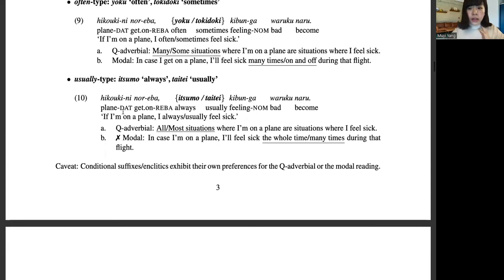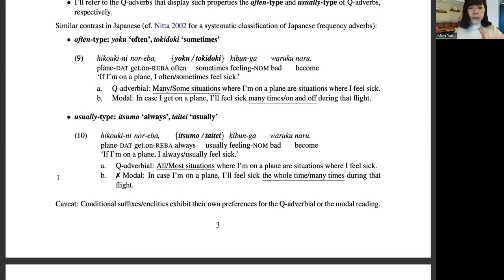One caveat here is that Japanese conditional suffixes or enclitics, these things on the verbs, also seem to exhibit their own preferences for the Q adverbial or the modal reading. Some speakers prefer one suffix over another in order to get the Q adverbial reading or the modal reading, and the judgments vary a lot across speakers. In all of the examples that I'm discussing today, I'm going to use reba because it seems most neutral in terms of which reading it prefers. But I would be happy to talk about that in the Q&A session.